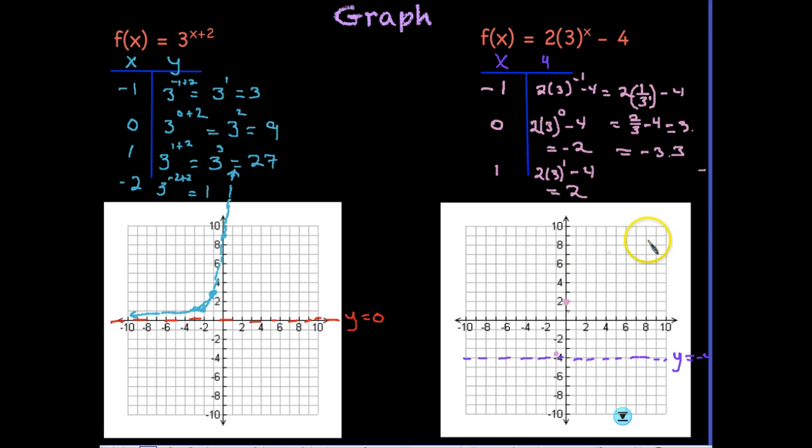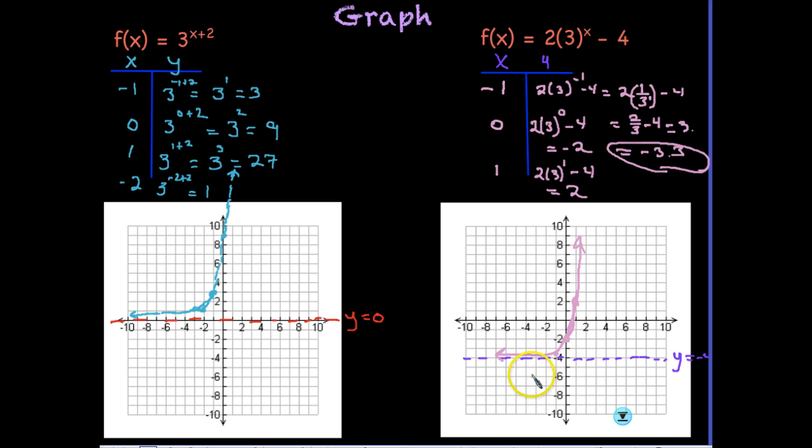Now we can graph. So our first point is down here a little bit, but it's (-1, -3.3). So that's right about here. Our second point is at (0, 3). So let's go ahead and graph that point. Sorry, it's at (0, -2), right down here. I was looking at the wrong number. And then we have (1, 2), which is right here. Okay, now we are ready to connect the points. So our graph, if we follow our asymptote, will look something like this.